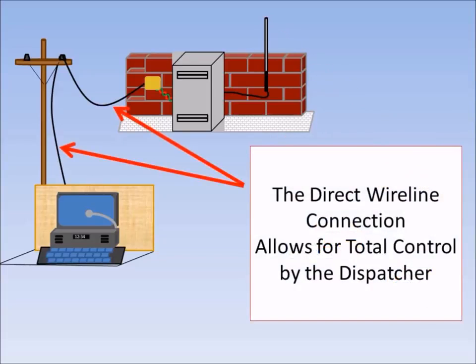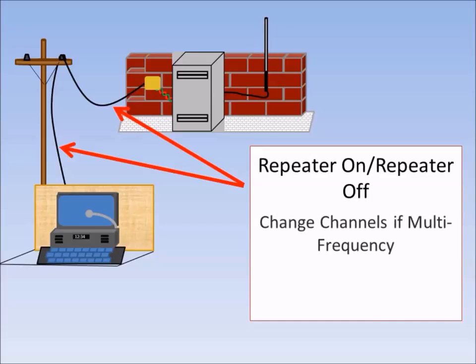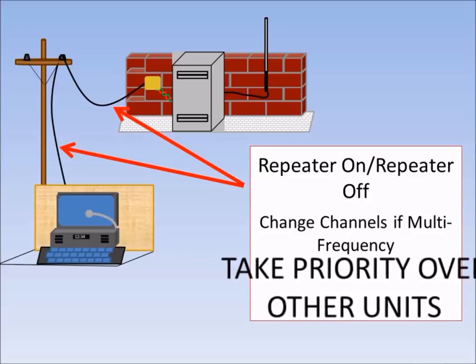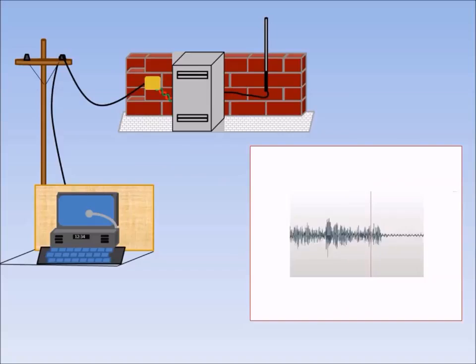The direct connection provides supervisory control of the base station. Depending on the configuration, a dispatcher may be able to enable or disable the repeat function, change channels, or take priority over the channel if, say, a subscriber was stuck in transmit, like a defective radio or a stuck microphone.